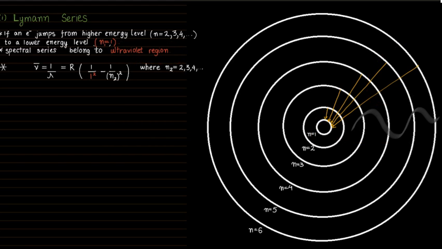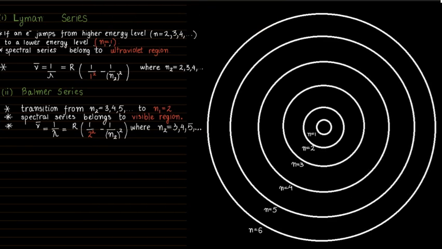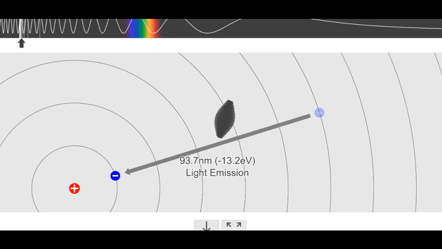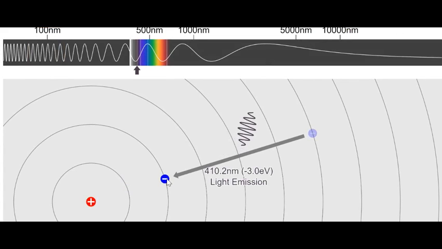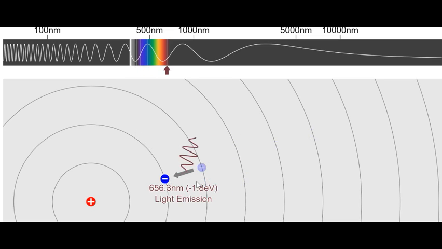Fine. Now similarly, consider your next series. This is your Balmer series. Whenever there is a transition from a higher energy level to your second energy level, right? So in this case, now instead of going to one, the electron is making a transition to the second energy level. Now when the electron makes a transition to the second energy level, the energy emitted, can you see? This is the energy emitted.